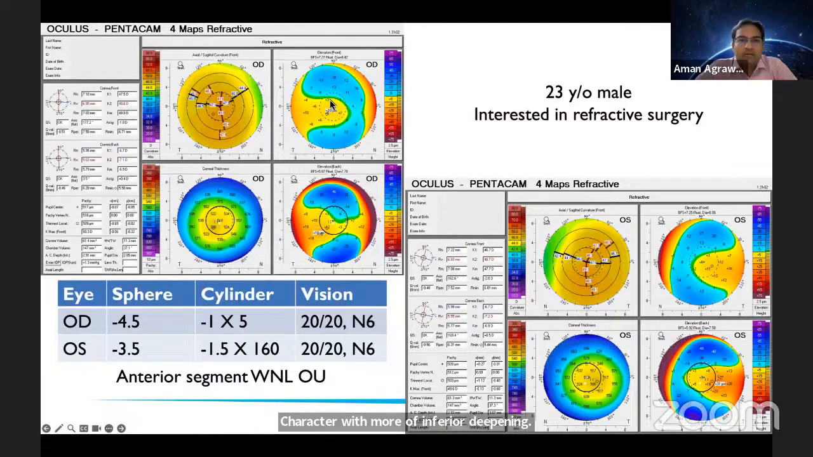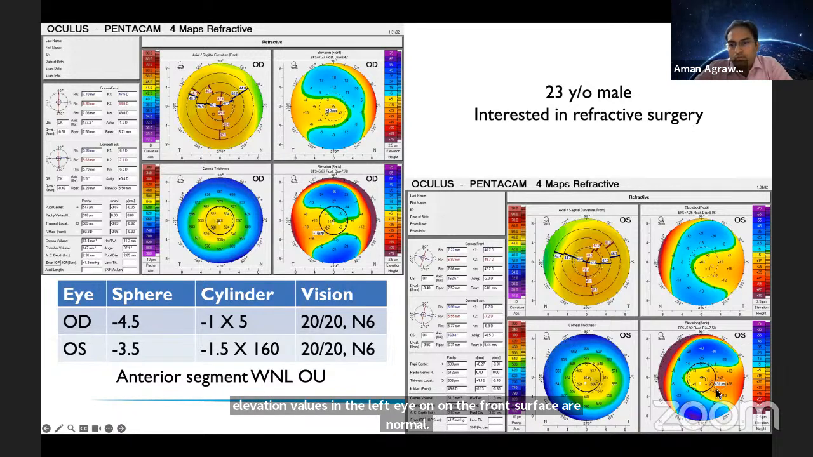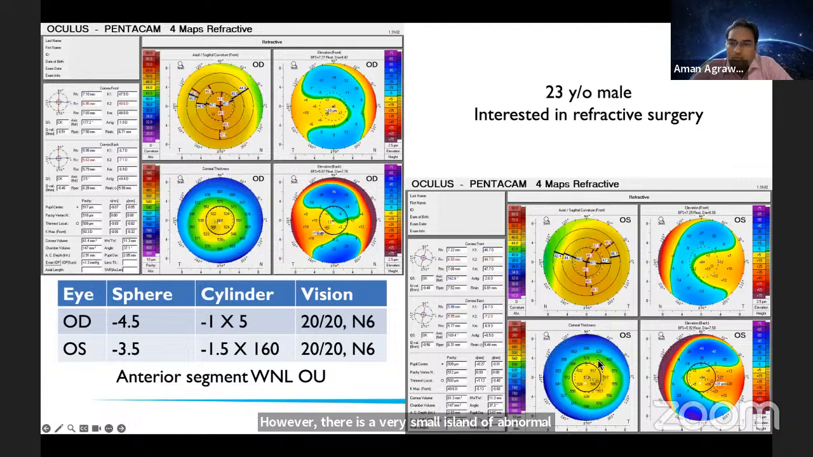Then when we see the right eye in the front elevation map, there are no abnormal elevation points, as well as in the back elevation map. These are all within acceptable limits, and the pachymetry distribution also looks good in this case. However, when we look at the left eye, the elevation values on the front surface are normal. However, there is a very small island of abnormal elevation on the back map in the left eye. Also, correspondingly, the thinnest location of the cornea is present in the same location where the abnormal back elevation is present.